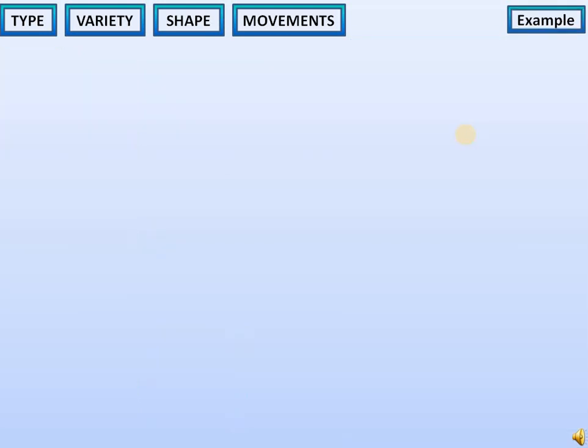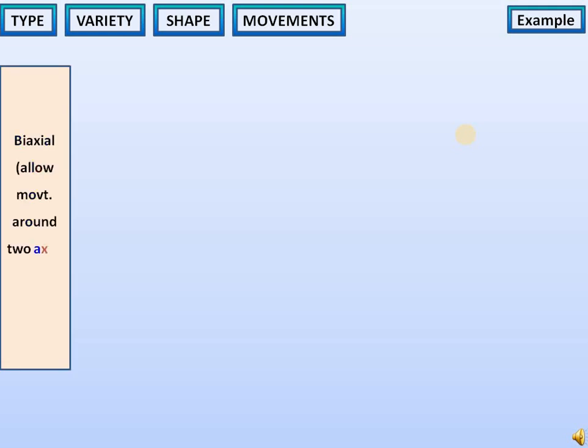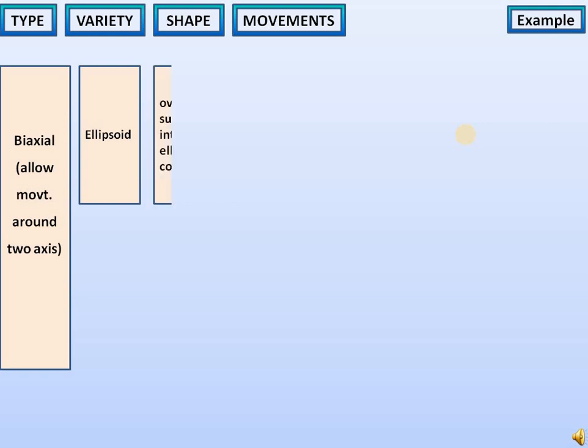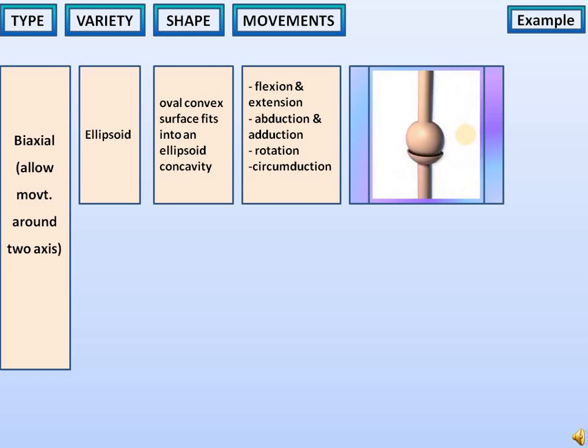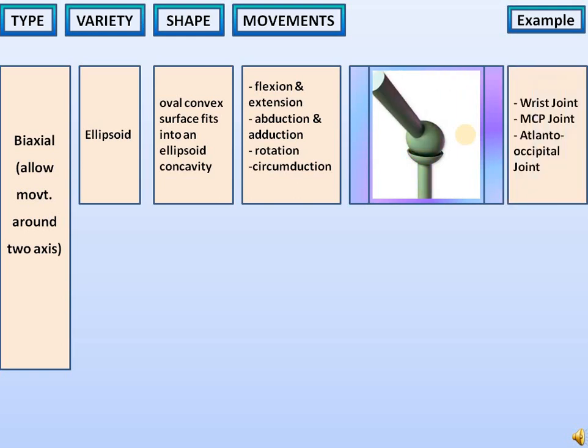Next we have the biaxial synovial joint that allows movement around 2 axes. The first variety is the ellipsoid variety. Here we have an oval convex surface that fits into an ellipsoid concavity, and the movements available, as you can see in the picture, are flexion, extension, adduction, abduction, rotation, and the combination of these movements called circumduction. Examples of the ellipsoid variety are the wrist joint, the metacarpophalangeal joint, and the atlanto-occipital joint.